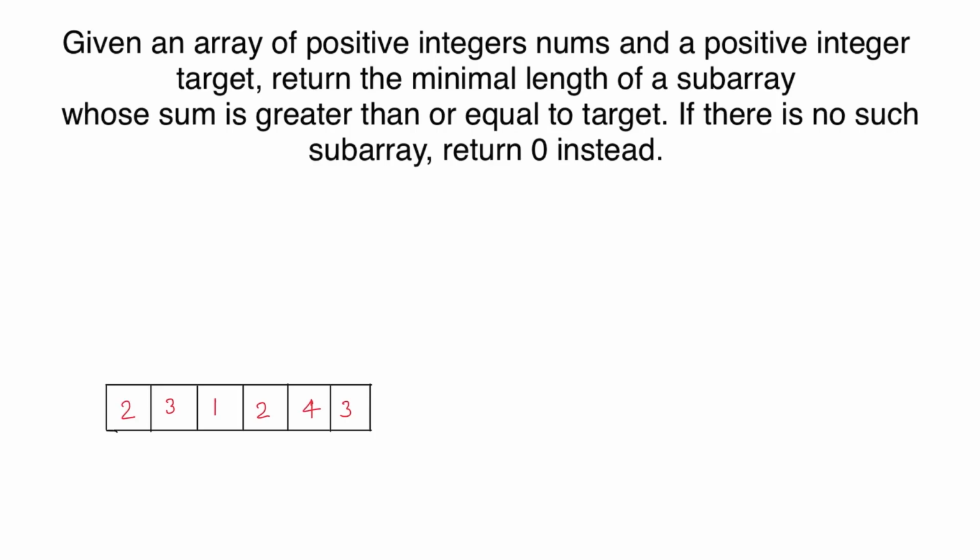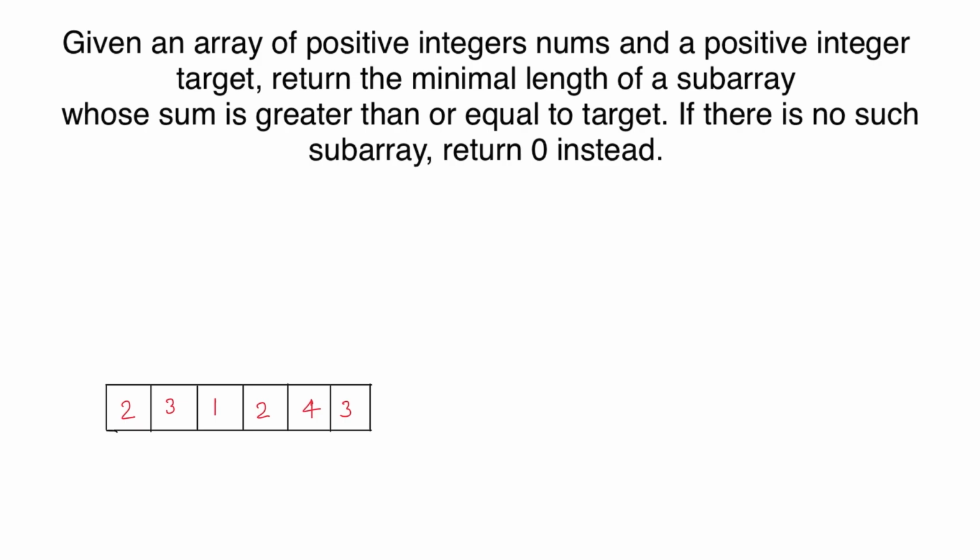Let's see this LeetCode problem. Given an array of positive integers nums and a positive integer target, return the minimum length of a subarray whose sum is greater than or equal to target. If there is no such subarray, return 0 instead. What do we have to do? We have to find the minimum length of a subarray whose sum is greater than or equal to target.